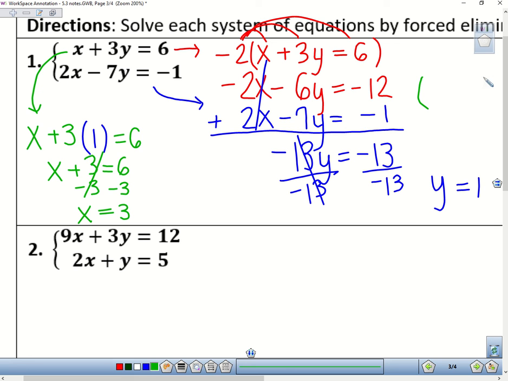So, how do you write your answer? Always, and this will be what you have to do on the test: x, comma, y, in parentheses. So your x always goes first. So the answer to this is 3, comma 1. That's the final answer. Does that make sense to everybody here? Anybody have any questions? All right, let's move on to the bottom one here, number 2.